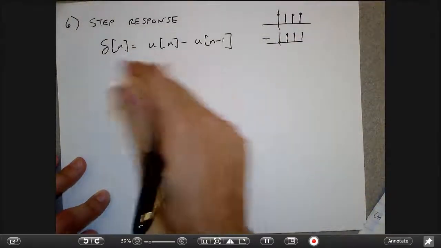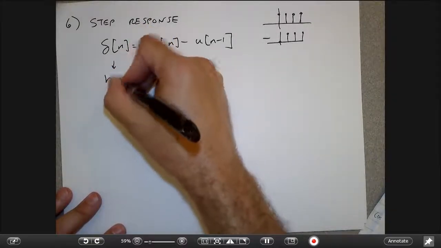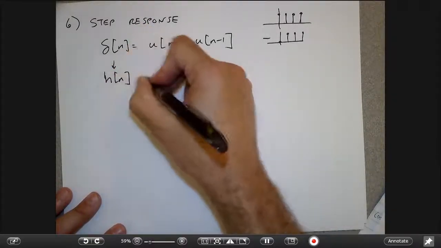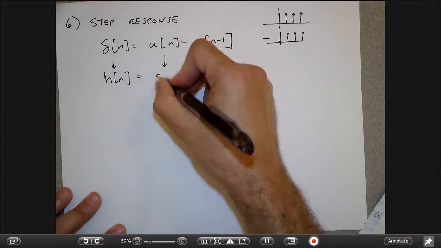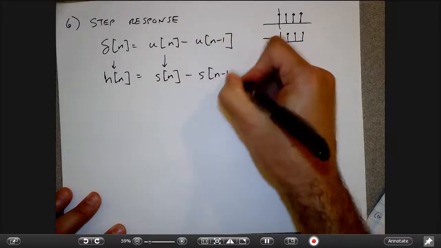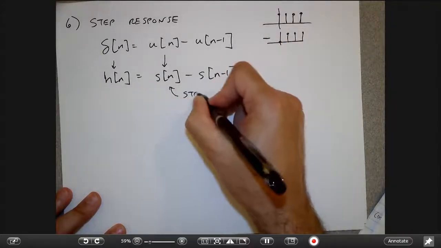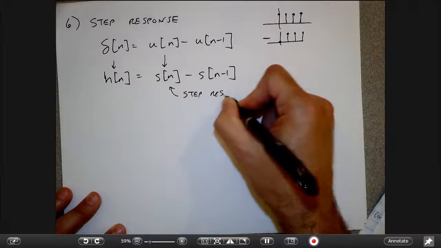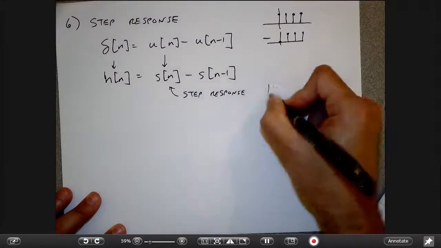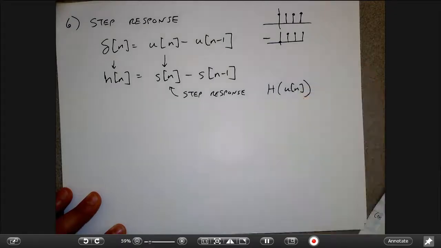Now, if I put both sides of this into the system, here I get the impulse response, and here I get what I'm going to call the step response. By time invariance and linearity, I get this. This is what's called the step response. That's like saying I apply the system to the unit step function.